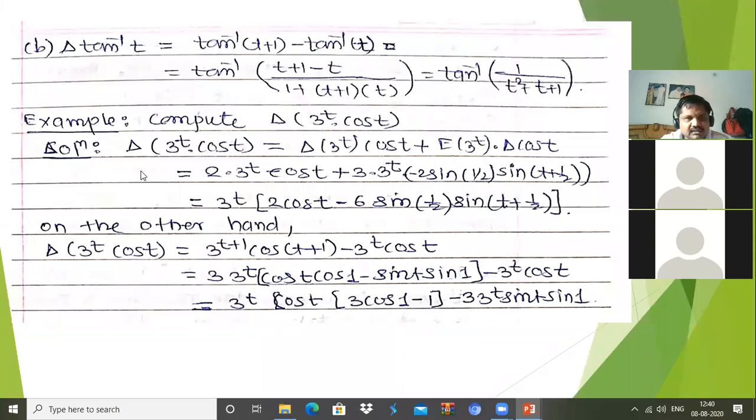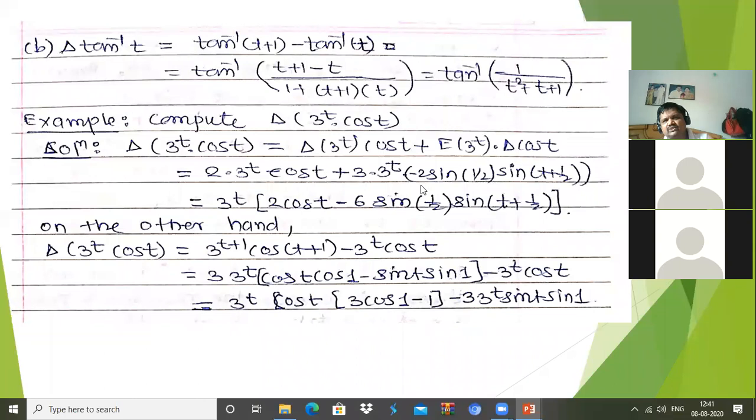Okay, then the next example is compute delta of 3 to the power t into cos t. Now the product formula we have just used here: delta of 3 to the power t into cos t is delta of 3 to the power t into cos t plus E of 3 to the power t into delta of cos t. So we get delta of 3 to the power t, what is delta of a to the power t? It is a to the power t into a minus 1, which is 2, into cos t as it is, plus 3 into 3 to the power t into delta of cos t.